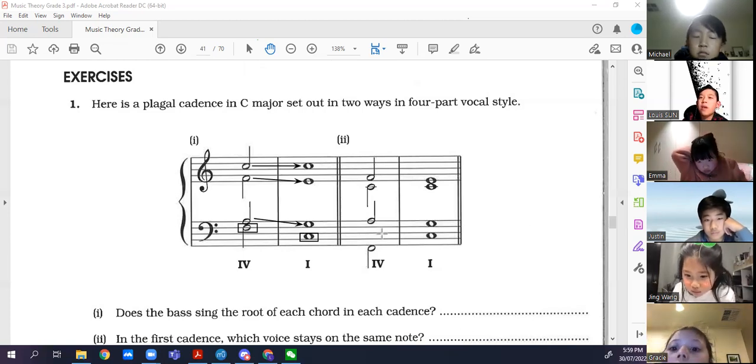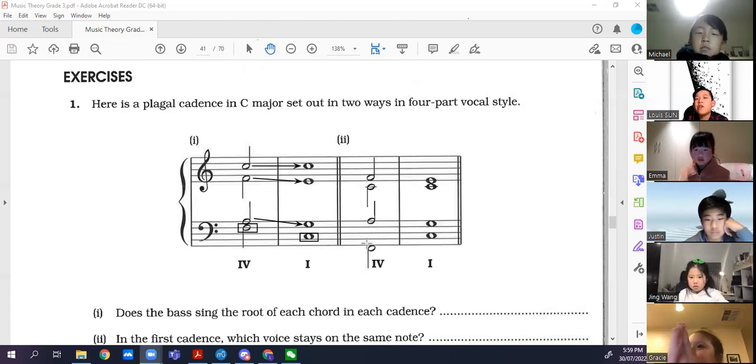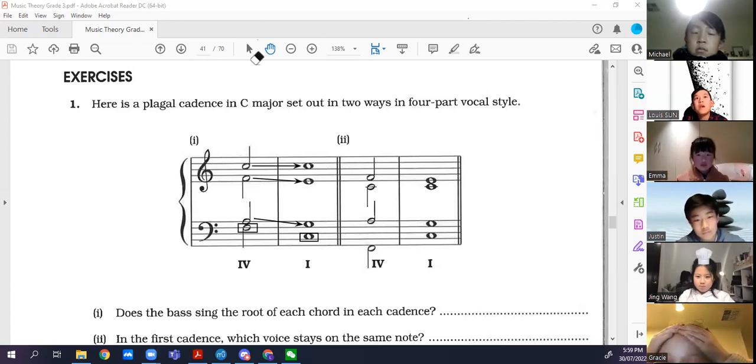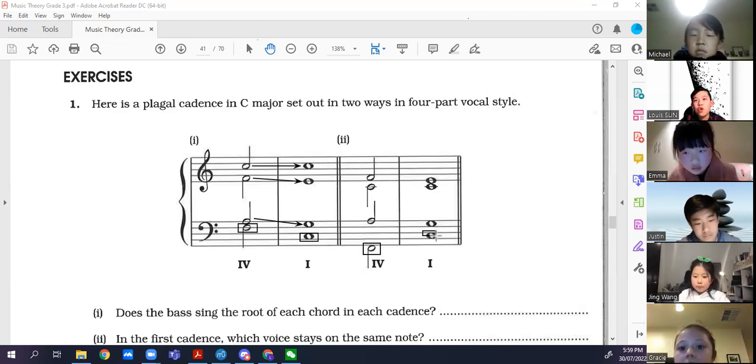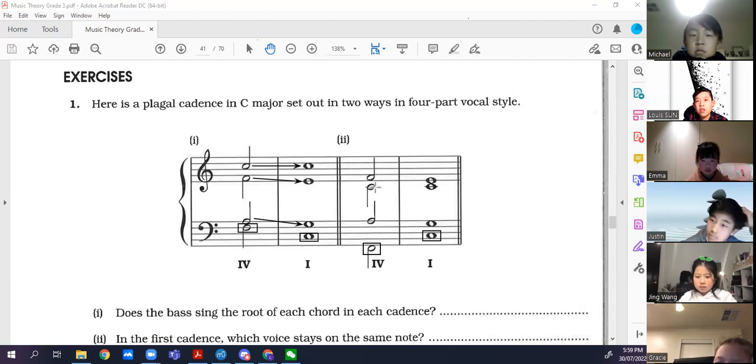Okay, there's another example here. I'll go over it again using the examples that I put in the reference booklet. Again, in this example, the root of each chord still belongs in the bass. There is a note in common, basically the same note in both chords.